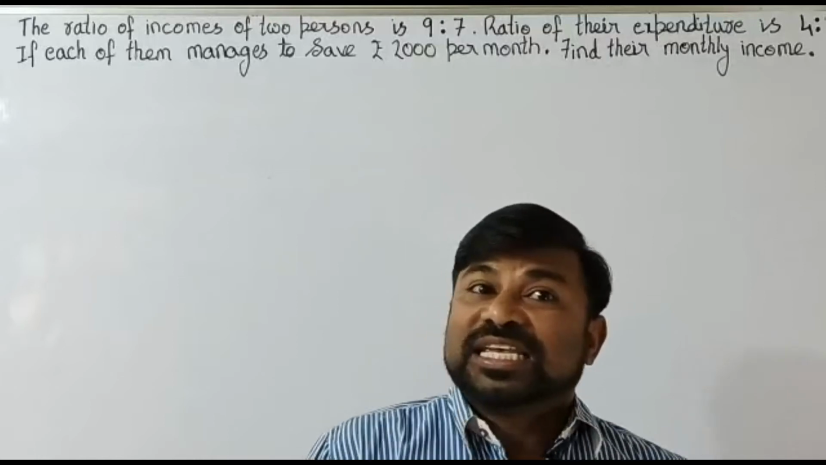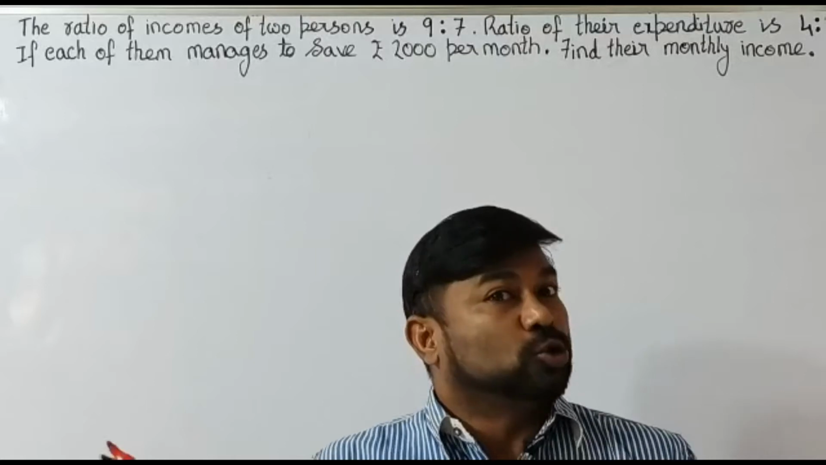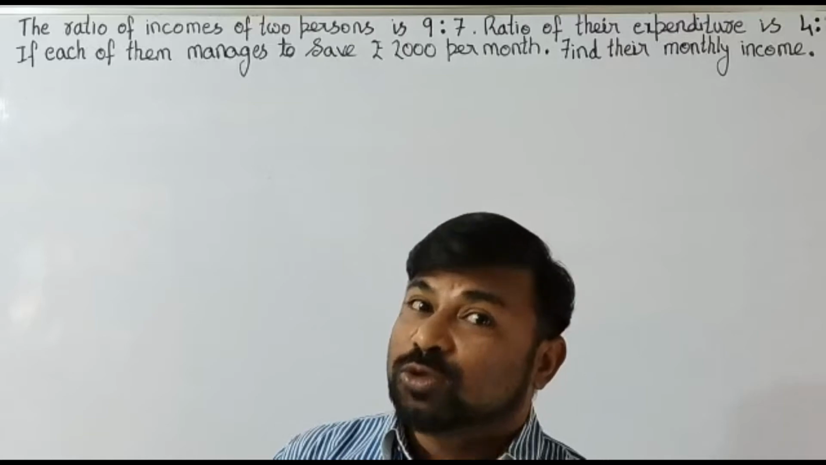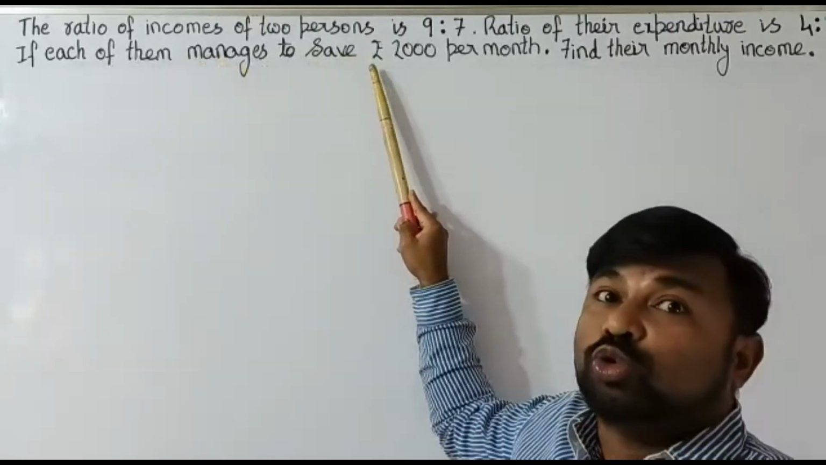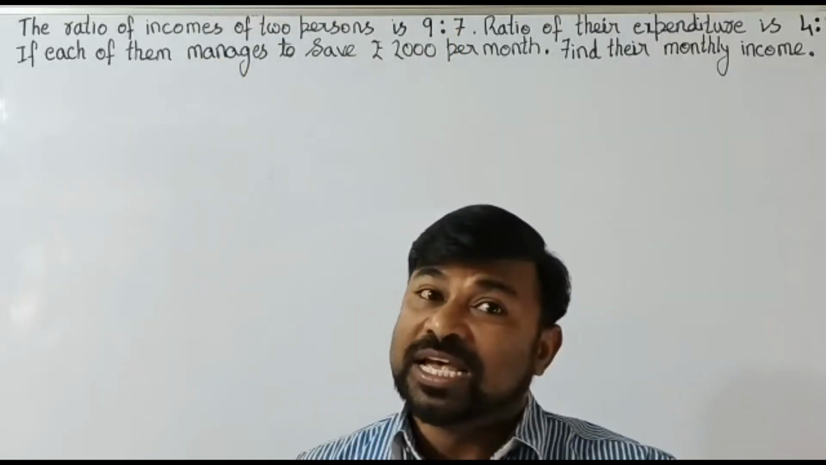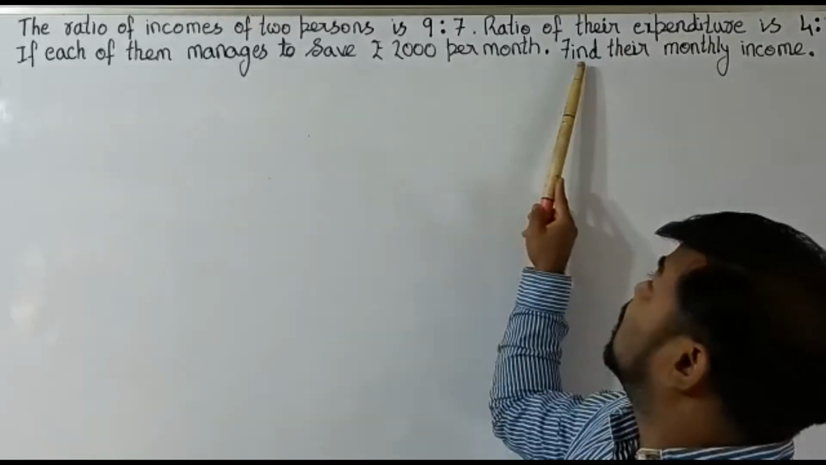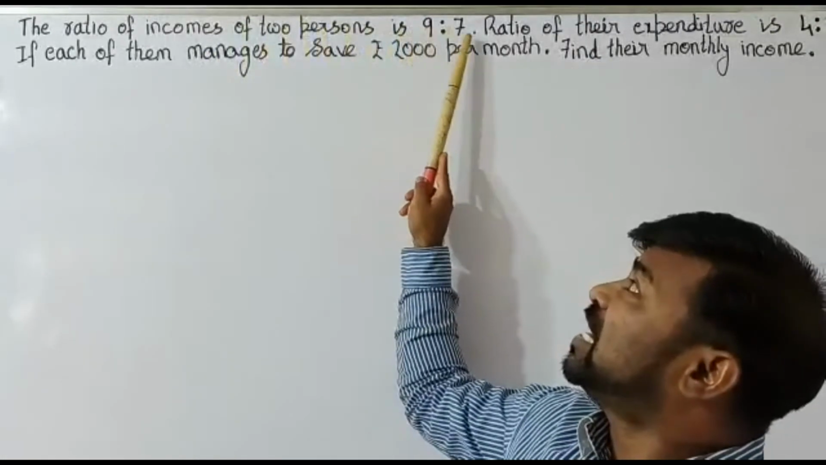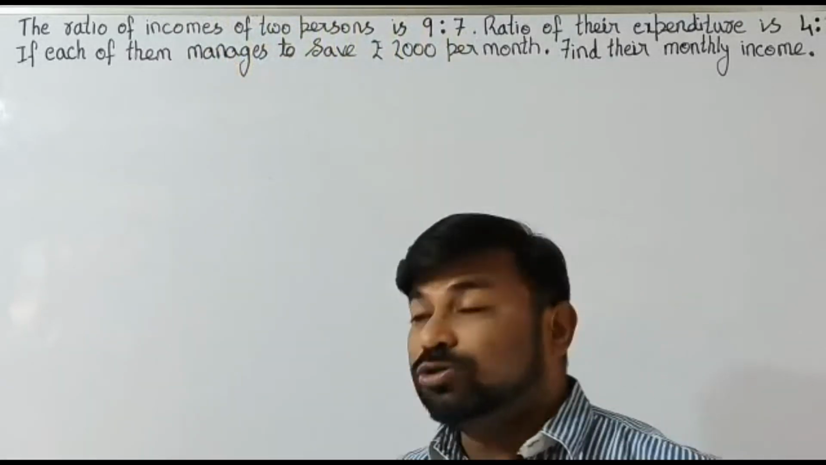Just now I said savings is nothing but income minus expenditure. As we are dealing with two persons and two ratios, now let us think about the savings. What are the savings they made? Each of them manages to save 2,000 rupees. A is saving 2,000 rupees and B is also saving 2,000 rupees. Now the question is, find their monthly income. He is asking about the incomes of the first person and also the second person. Hope you are able to understand.